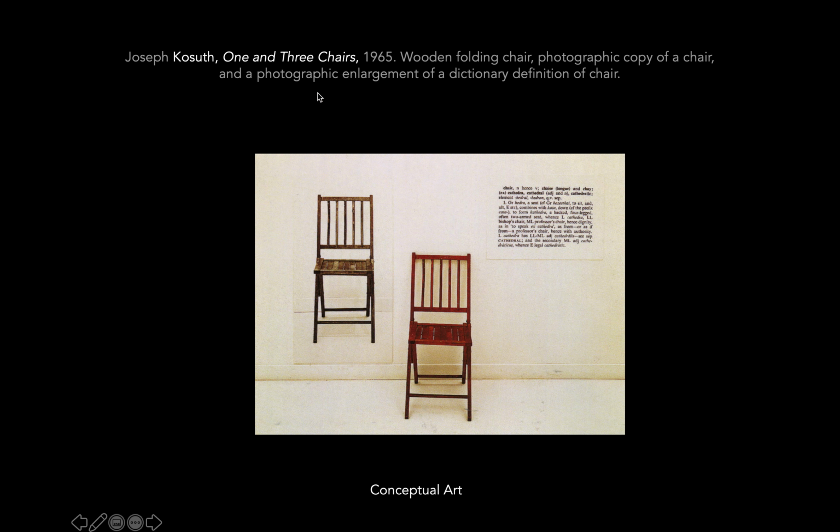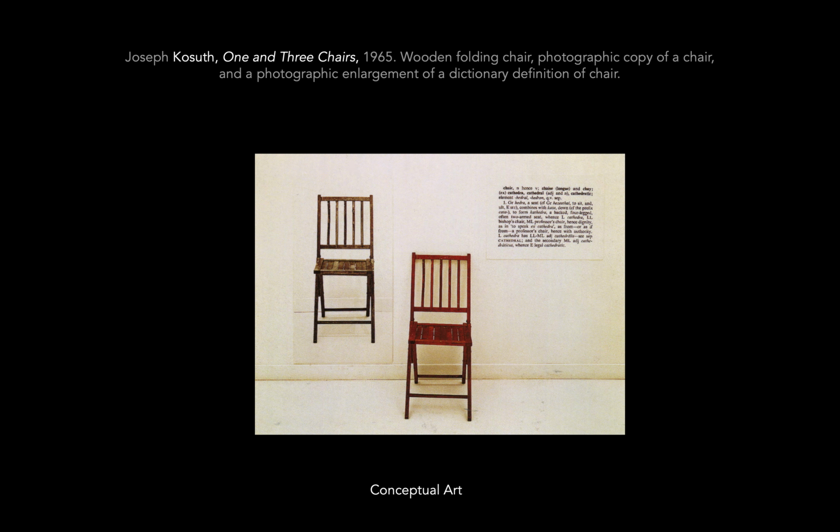So someone like Joseph Kosuth was a big theoretician of conceptual art, and he's the one who said that art is a concept and it's an idea. And this is a really wonderful work. It's One and Three Chairs. So you have a definition of chair that's on the wall, you have a photograph of a chair, and then you have a physical chair made of wood, right?